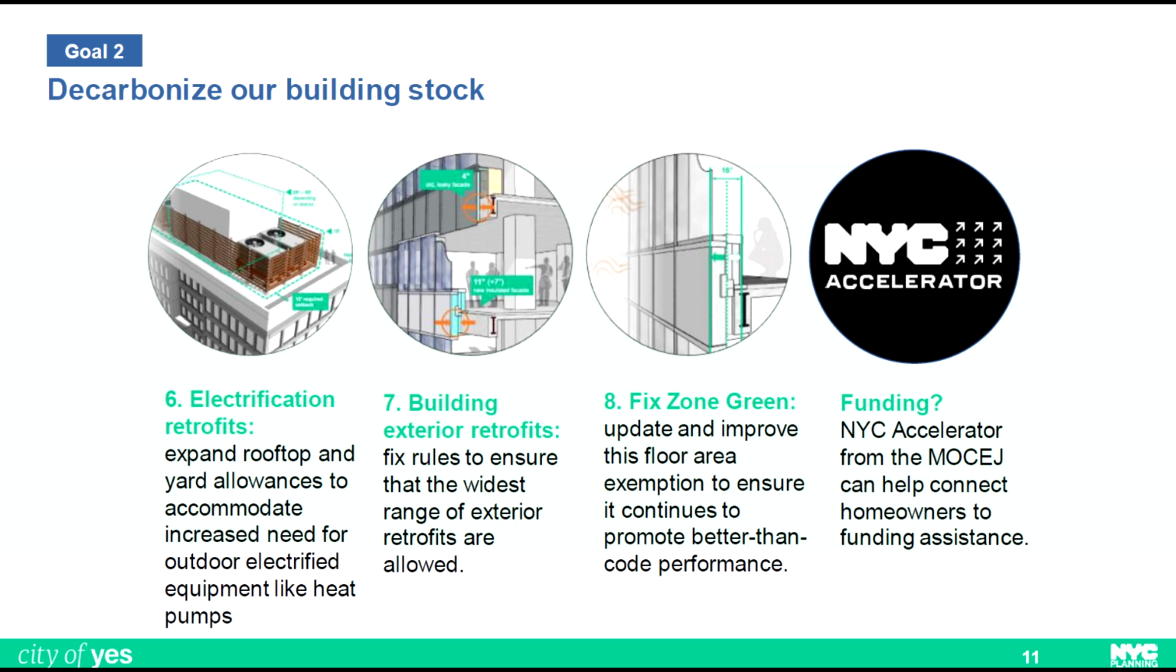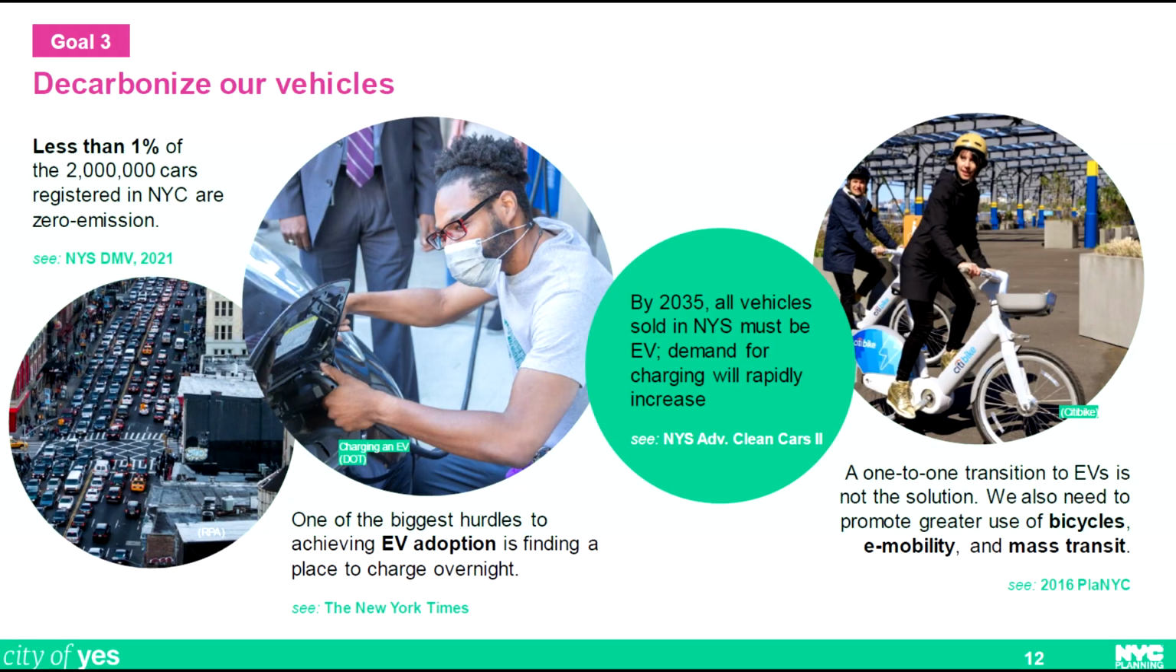There are federal and state initiatives to help vehicle owners make the switch to electric, but at the local level, zoning regulates private parking and charging facilities and needs to be updated to facilitate a switch to electric vehicles. And finally, this proposal also aims to support alternate modes such as bicycle, scooter, and mass transit. So zoning can help decarbonize our vehicles with 5 key changes that we're proposing.